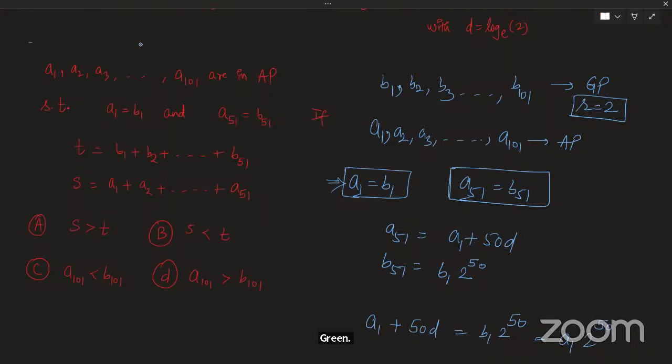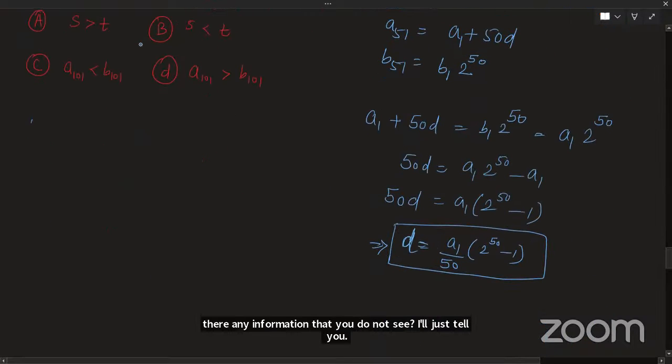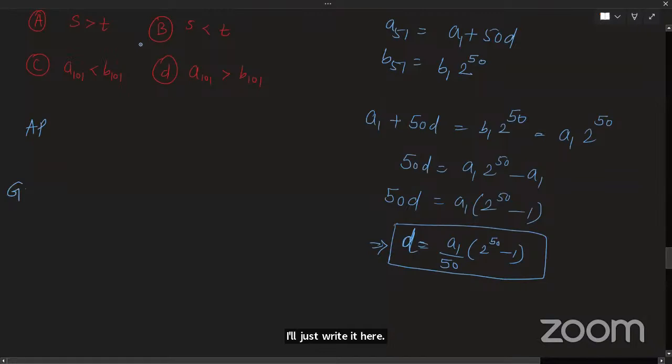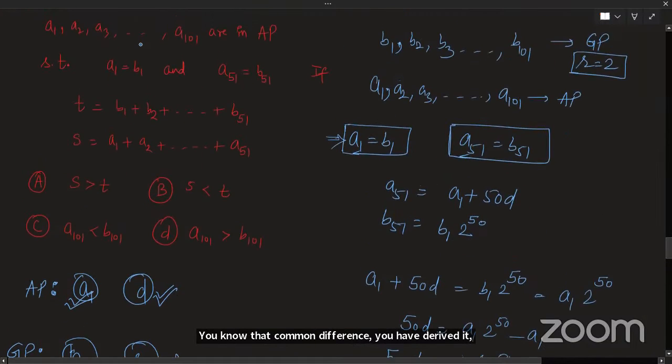Is there any information that you don't know? I'll just write it here. You have an AP and you have a GP. For AP, you need the first term and the common difference. For GP, you need the first term and the common ratio. You know the first terms of both. You have derived the common difference, and the common ratio was given to you as 2.